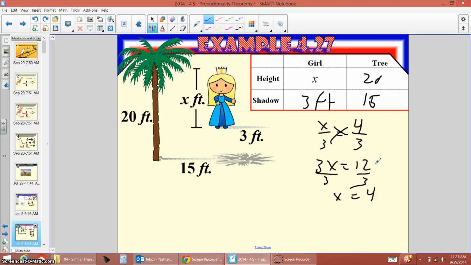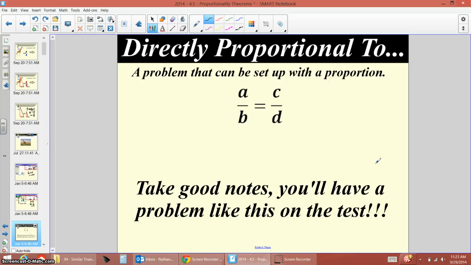I'm doing these for you. You should be able to do these on your own on the test and on homework. So now we're going to talk about a new topic, directly proportional to. If you hear those words in a sentence, that means that you've got a problem that can be set up with a proportion, right? Directly proportional. Imagine how we can use proportions in this question. So you'll have a problem like this on the test, so I want you to be ready for it.